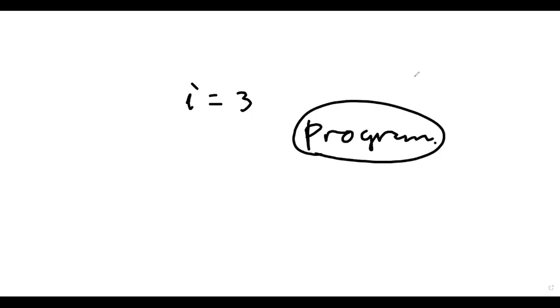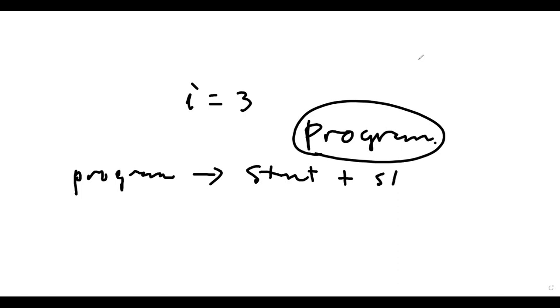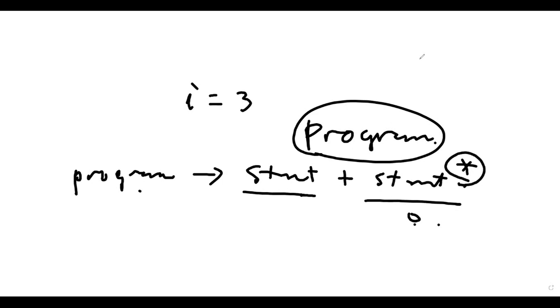Basically, let's assume that we have a program, and that program is I equals 3. That's it. Let's assume this is a very simple program. So program is the start symbol. Program may be defined as statement plus statement star. So it may be one statement and then zero or more statements. So program would be at least one statement and zero or more statements.